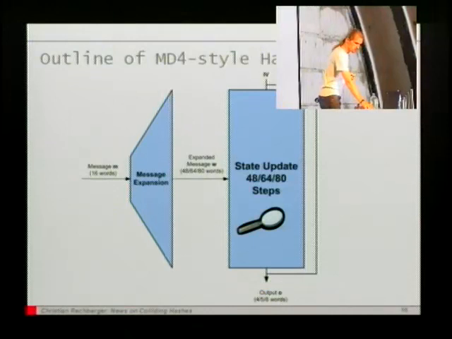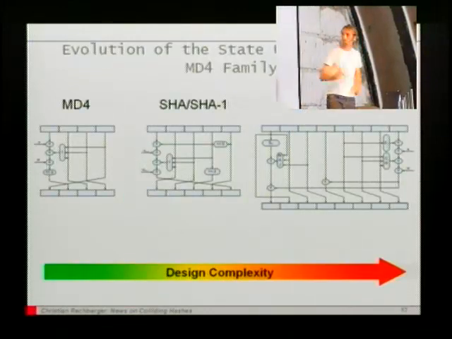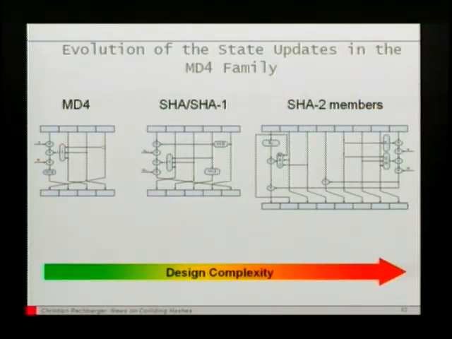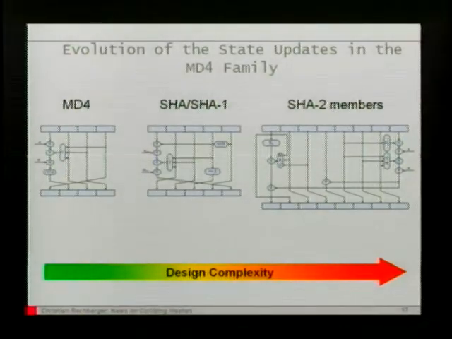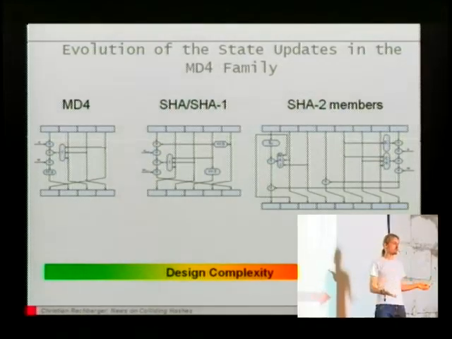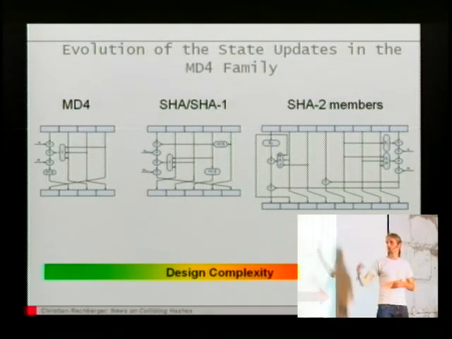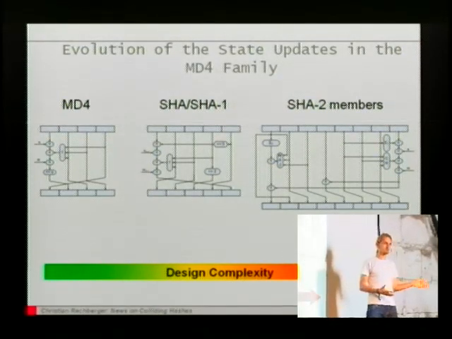Let's take a look at the second part, the state update. Again, what we see is an increase in design complexity. MD4 was very simple: 4 state variables, very simple building blocks. In the case of SHA, we have already 5. In the case of SHA-2, 8. The building blocks are simple operations meant to be very fast on commodity processors: modular addition, XOR, bit shifts, simple Boolean functions.